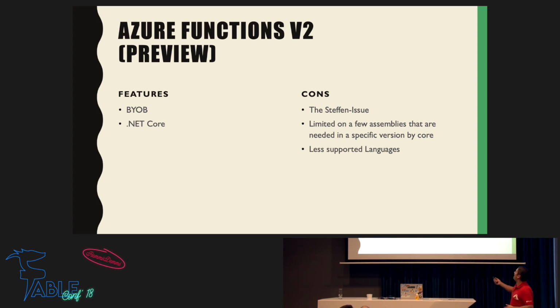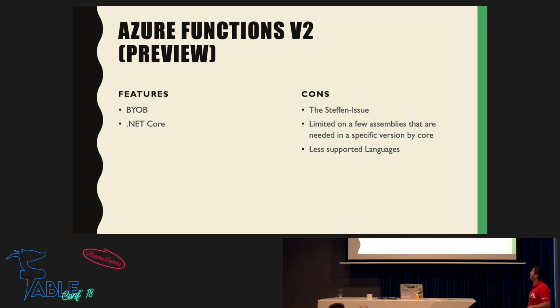Oh yeah, I forgot, the Steffen issue is still there in v1 plus, right? So in v2, the Steffen issue is still there. And I will talk about how we can solve the Steffen issue in the future. So we got .NET Core finally, and we got something that is called bring your own binding. This means you can write your own bindings and just bring them into Azure Functions, right? It works even online, not just on your machine.